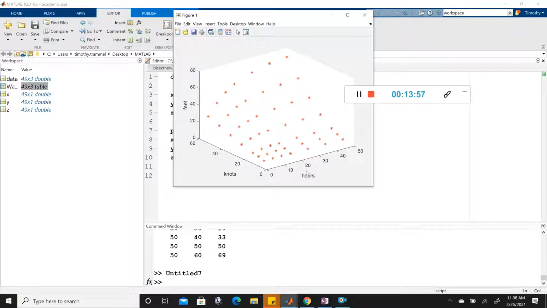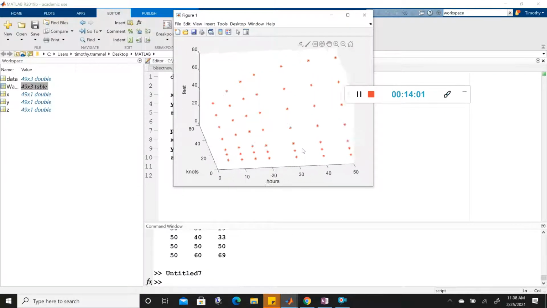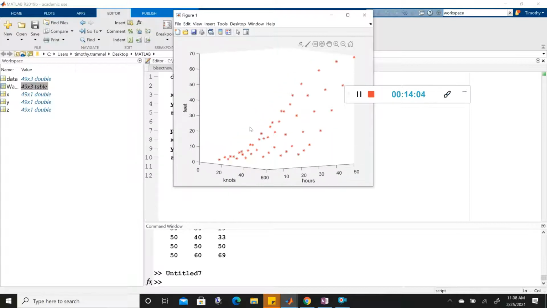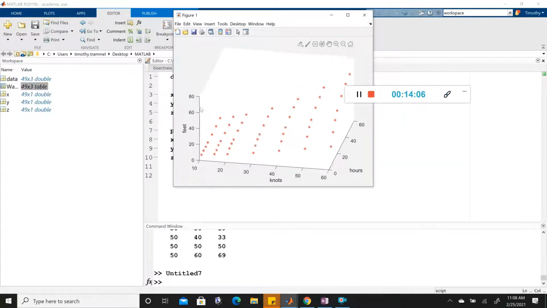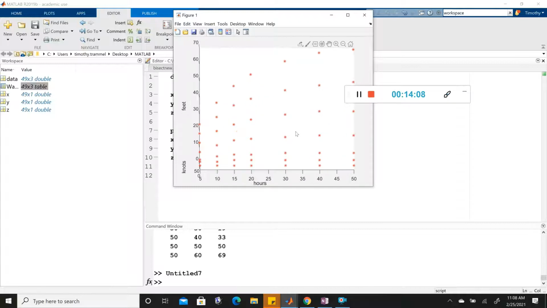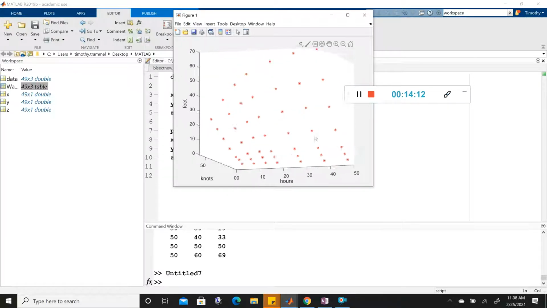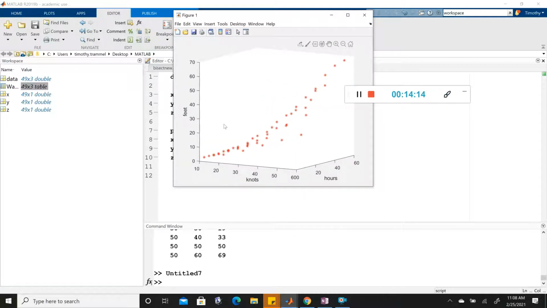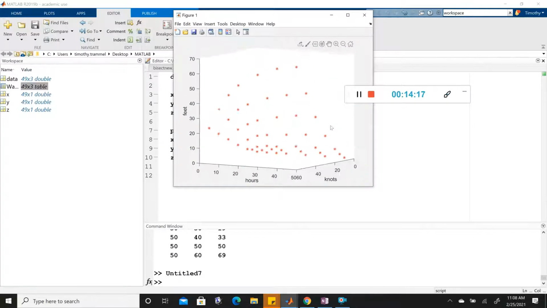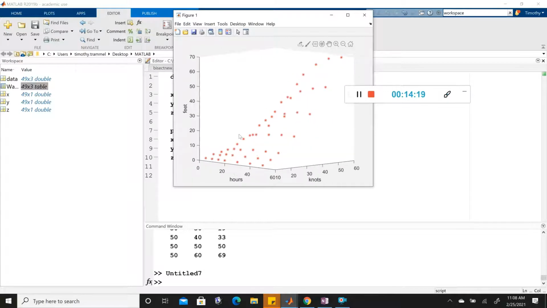There we go. And I'm going to move this around so you can see this actually has some curvature to it. If I move this around a little bit, right? This thing's not perfectly a plane by any means. Even though this is not best fit by a plane, we are going to fit a plane to it anyway because this is the 3D data set we have.